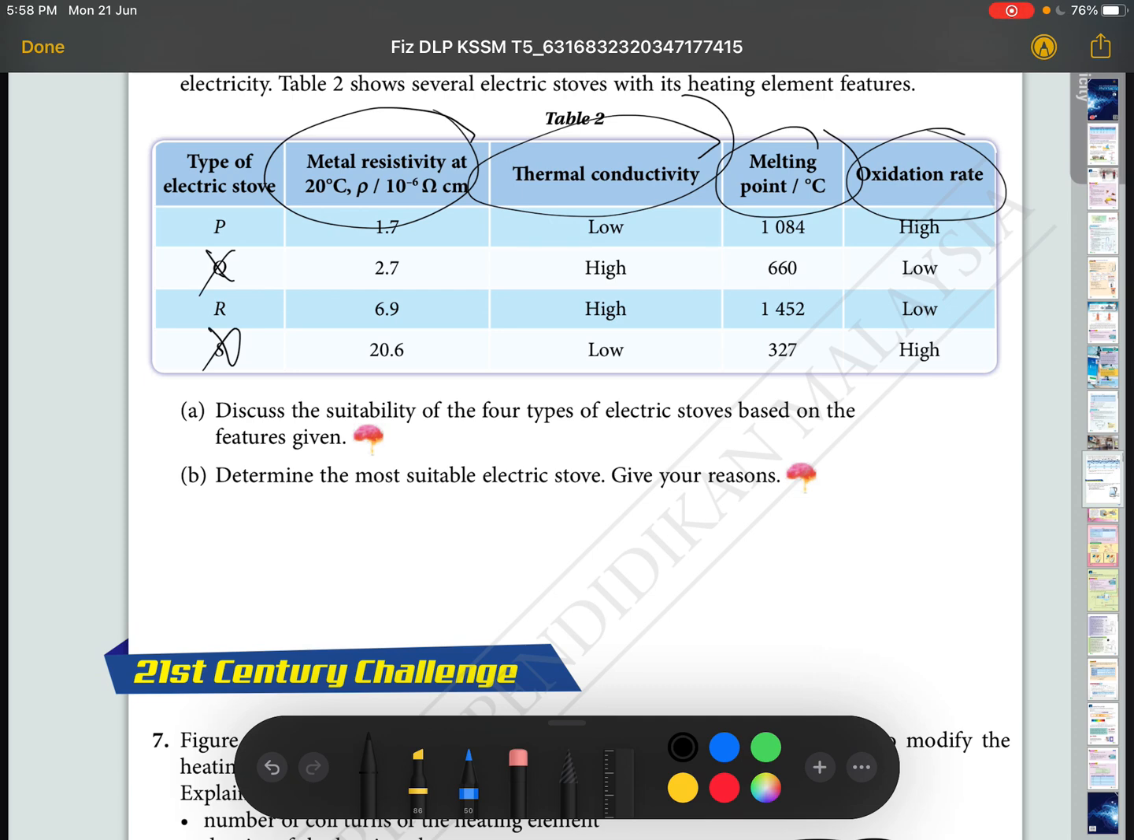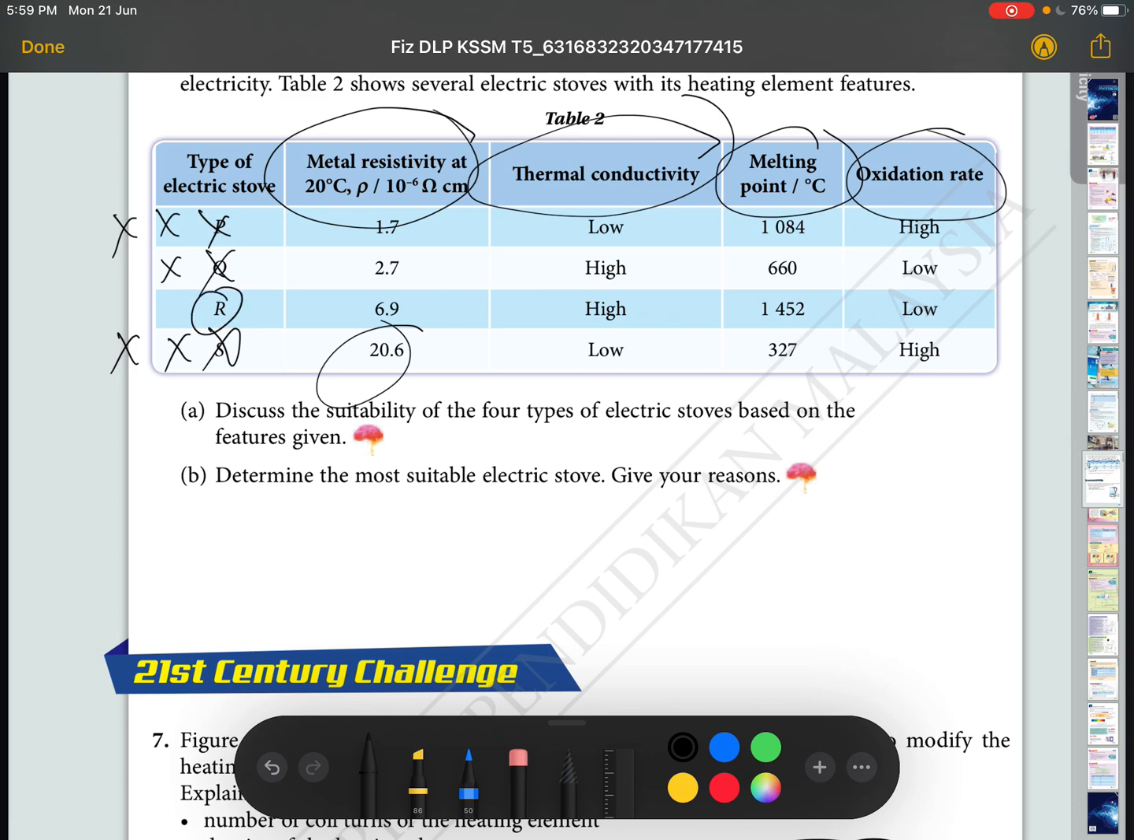S is quite good, but NR is second best, so we include X, S and R. So P and Q get 1 extra X. Thermal conductivity, high, so these two. And then oxidation rate, high, these two.